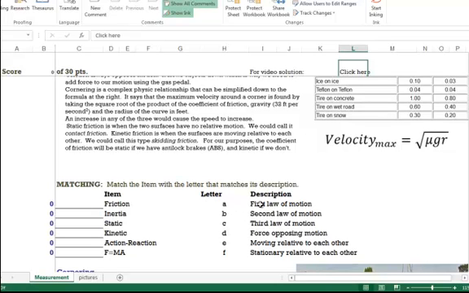Which of these is the first law of motion? Well, that should help you if you read the directions above. Which of these is the second law of motion? Which of these is the third law of motion? Which is the force that opposes motion? Which is the kind of friction when things are moving relative to each other? And which is when they are stationary with each other?